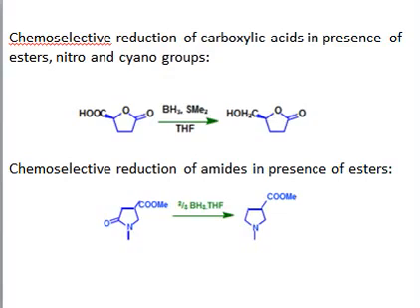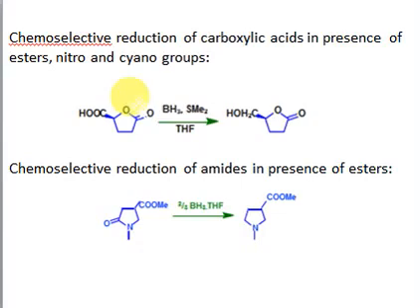Again, now we have the chemoselective reduction of carboxylic acid in presence of an ester, or in presence of a nitro group, or in presence of a cyano group. If you have an ester, nitro group or cyano group in presence of carboxylic acid, and you want to preferentially reduce only the carboxylic acid, then we use BH3 in presence of dimethyl sulfide, and the solvent is THF.